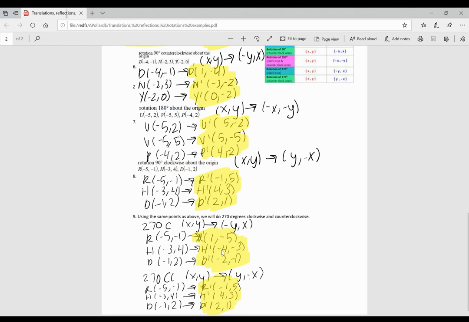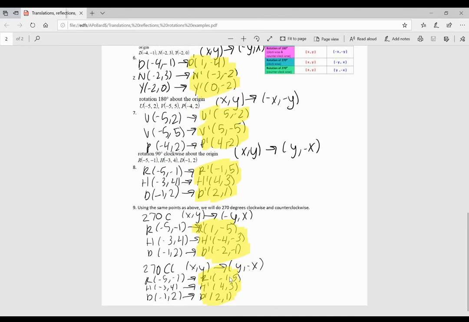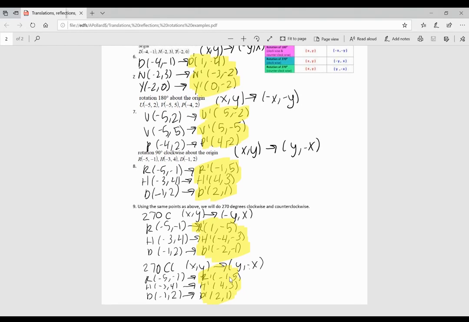Then counterclockwise, we have (x, y) to (y, -x), so the second one's going to become negative. So we do (-5, -1) goes to (-1, -5), change the second one to positive. Then we have (-3, 4), flip them. The second one becomes positive, so it's (4, 3). And then if we have (-1, 2), and we flip it, it goes to (2, -1), change the sign of the second one, and we get 1. If the sign was positive, we would make it negative, but for all these it was negative, so we made it positive. You're just doing the opposite sign.